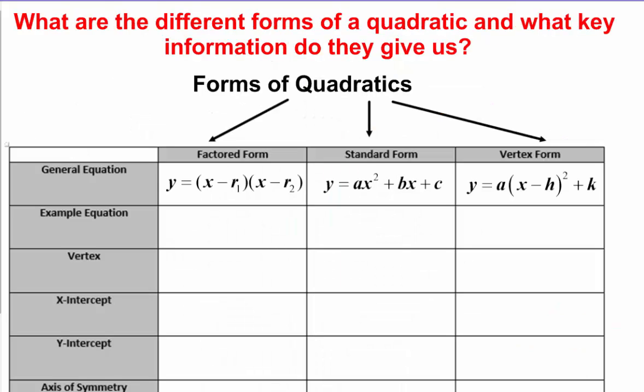The last thing we want to talk about here is what are the different forms of a quadratic and what key information can they provide us with. Now, it's important that we always make sure we get our forms written in with the correct notation and correct superscripts, subscripts, exponents, all of that stuff, because it's all very important. Now, you've been given on your paper the general equation of each of the forms. We want to go ahead and add an example equation and talk about what key information we can pull from that.